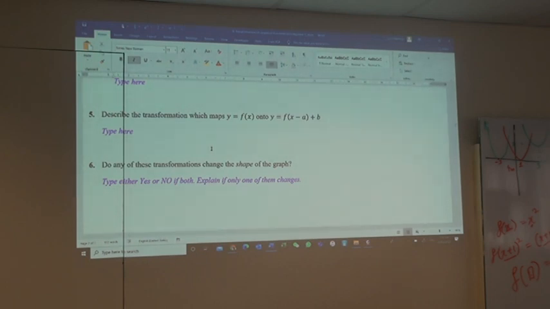Describe the transformation that maps f(x) onto f(x − a) + b. Anyone? Yes, Anson? The graph moves to the left by a units and moves up by b units. I can accept that for someone in Form 3. Now tell me like a Form 5 student.